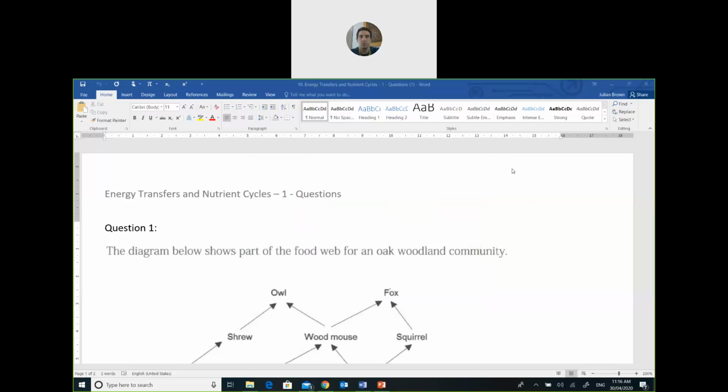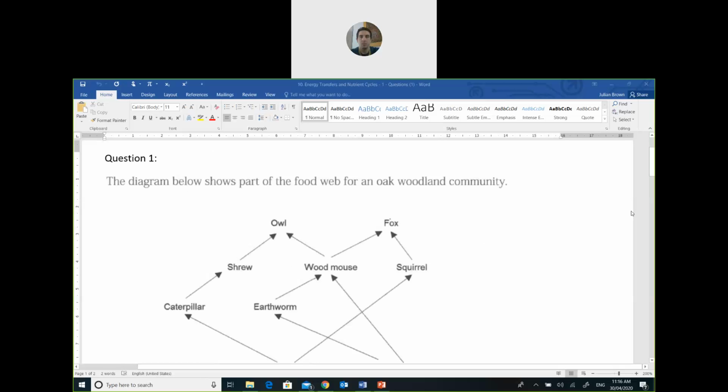Okay, so today I'm going to talk through the questions on the first PowerPoint on energy transfers and nutrient cycles, talk through my understanding of the answers, and just try to make sure you are on the same page and had the same answers as me. So follow along, see what you've written, and we'll see how we go.